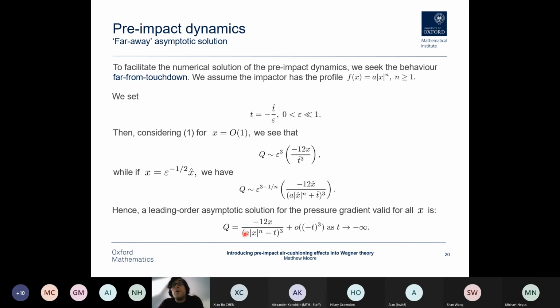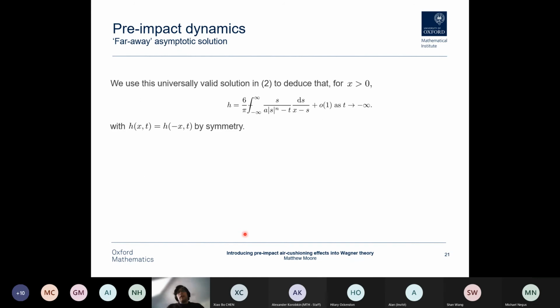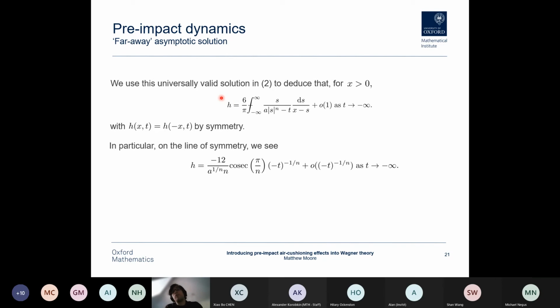So using this Q, we can substitute that into the Hilbert transform that was part of the interaction equation. And you can derive this as the leading order expression for the free surface profile H, which is a little bit meaningless here because we don't really know what N is. But if you look, for example, on the line of symmetry, you can see how it behaves as t goes to minus infinity. So you can see it decays quite slowly. So you really need to use this as an initial condition to start off the problem.